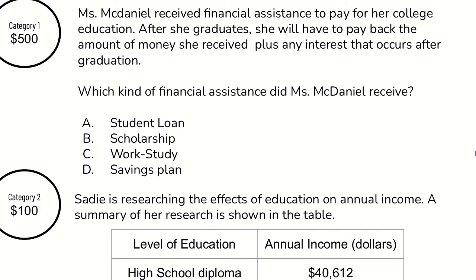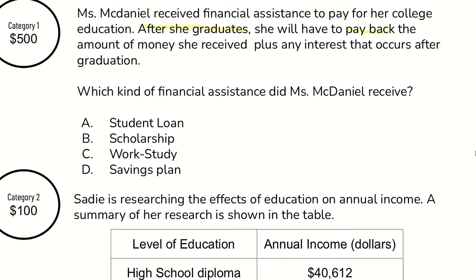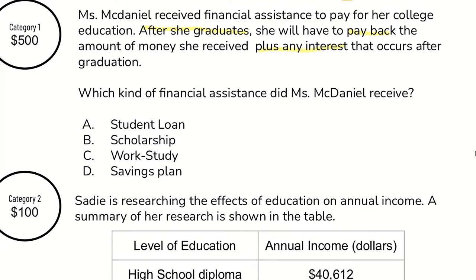So it said in this that after she graduated, she will have to pay back the amount of money she received plus any interest. So that tells me that she had to borrow money. So when we're looking at these answer choices, if you look at B, it says scholarship. Well, we've talked about scholarship. Scholarship is whenever, have we talked about scholarship? We're going to do it on Monday.